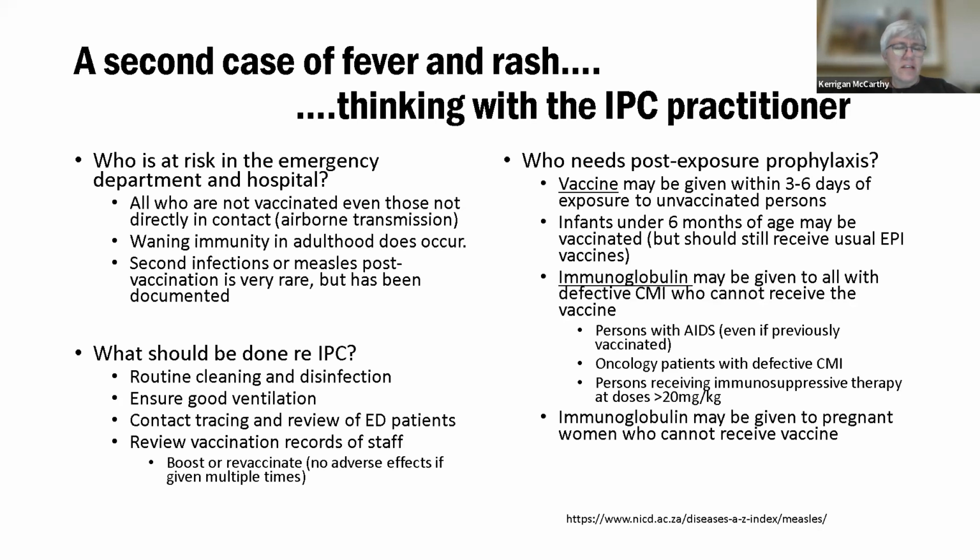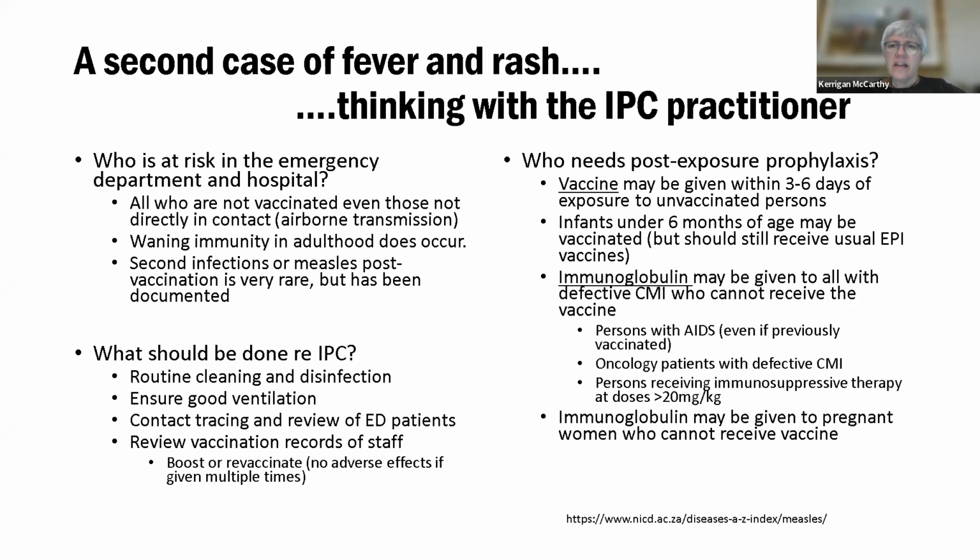So very importantly, if a case of measles is identified in hospital, one would review vaccination records of staff and understand who was in the emergency department. The measles vaccine may be given successfully to abort infection or ameliorate the clinical symptoms within 3 to 6 days of exposure to unvaccinated persons.